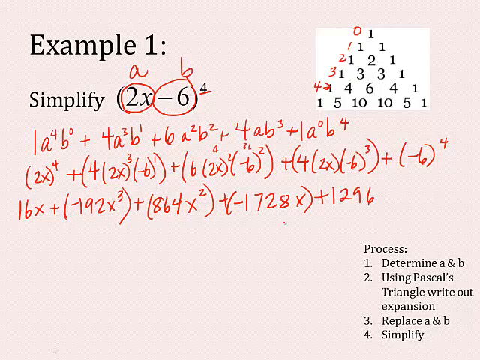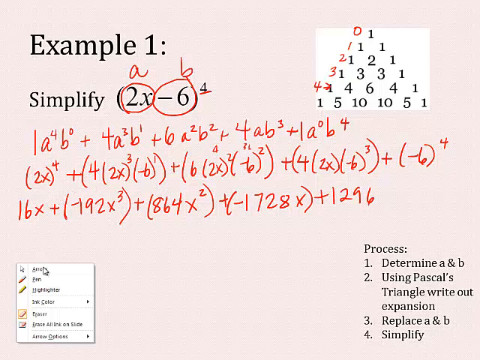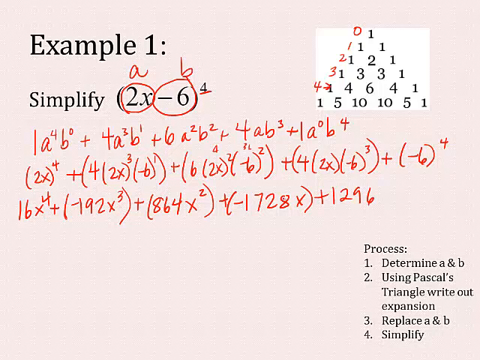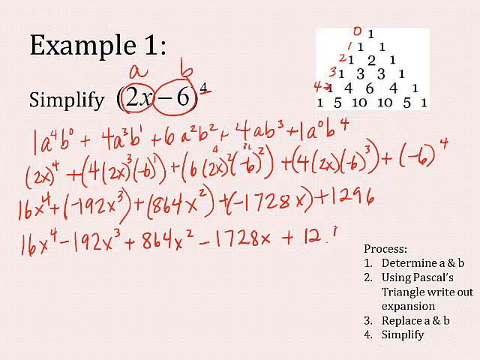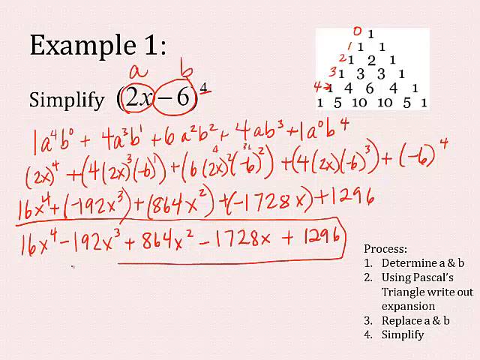Alright, so you can rewrite this if you want without these parentheses. It should be in, oops, I missed this power right here. It should be x to the 4th, shouldn't it? My bad. Okay, so they should be in exponent order, highest to lowest, so I can rewrite this. 16x to the 4th minus 192x to the 3rd plus 864x squared minus 1728x plus 1296. So yes, it's a long answer. You just take it in baby steps and you will get it.